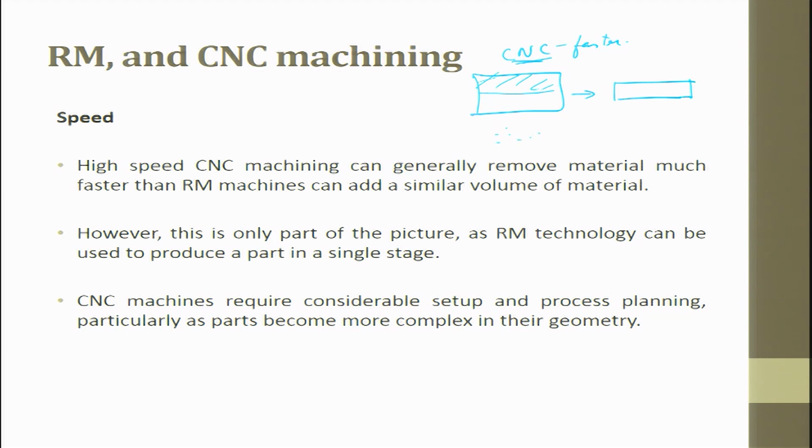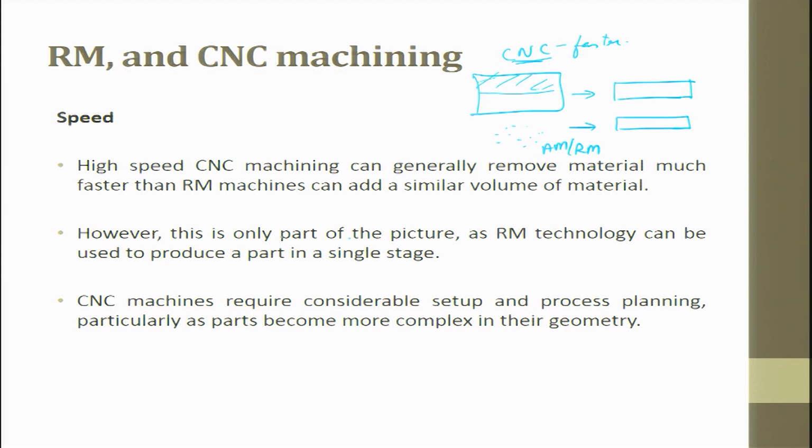Suppose I have this part going to build up to the same volume, it is going to take time, a lot of time. So, high speed CNC machines can generally remove material much faster than the RM machines can add a similar volume of material. So, this is additive manufacturing or RM machine, where it is going to take time. But you should understand, we are not worried about just machining, we are worried about the final part. So, there is the sacrifice or the advantage you see in RM as compared to that of CNC.